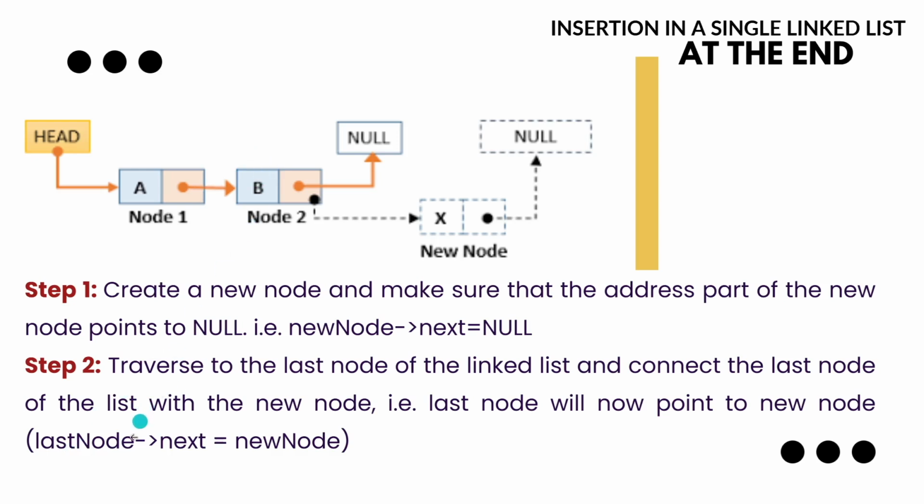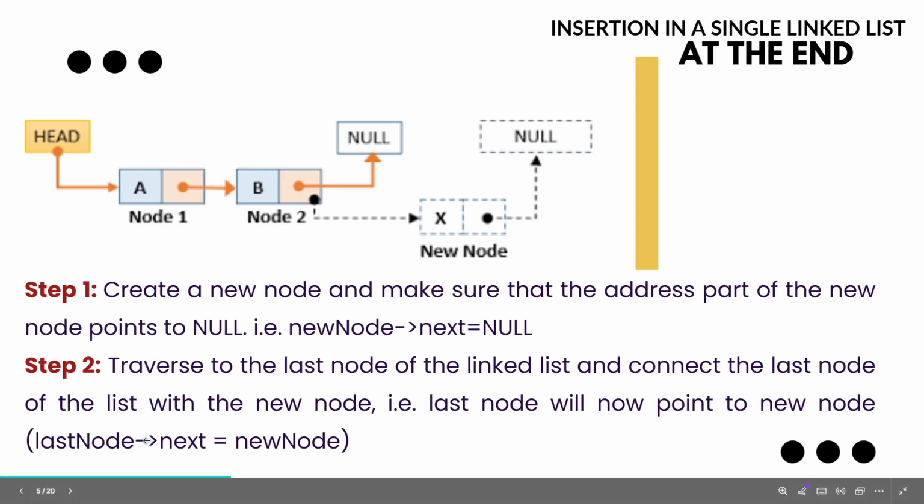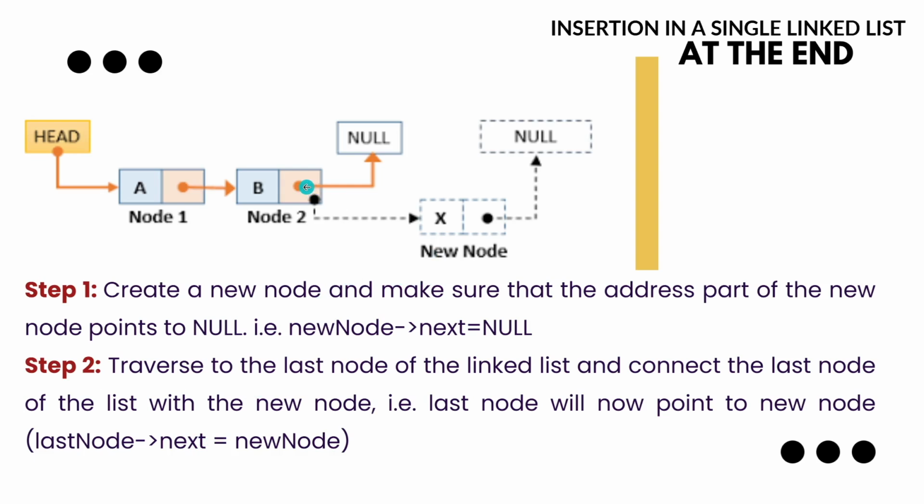So, we straight away use this assignment, last node next is equivalent to new node, thereby we put the address of this node in place of the address of node 2. So, thereby we have added this new node to this list, and hereafter this list will contain 3 nodes with new node being the last node in this list. So, let us see how to do this via code.